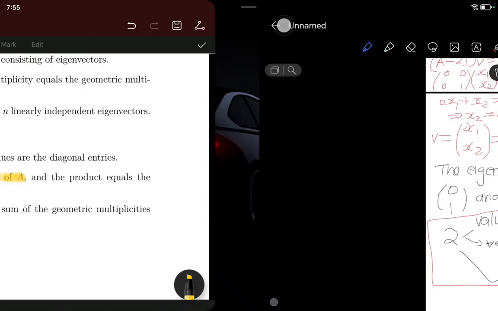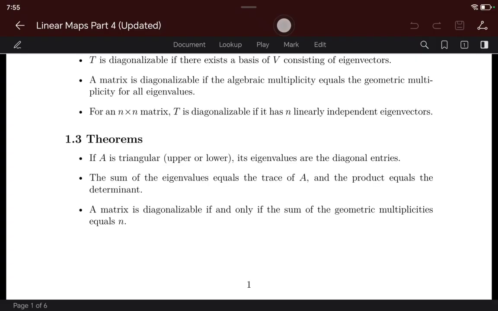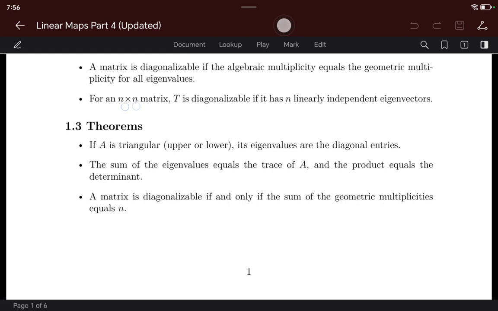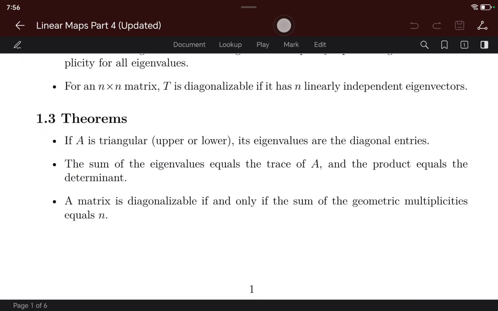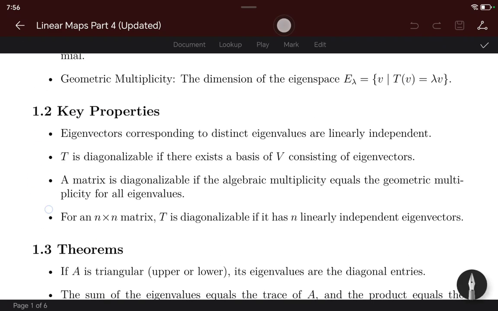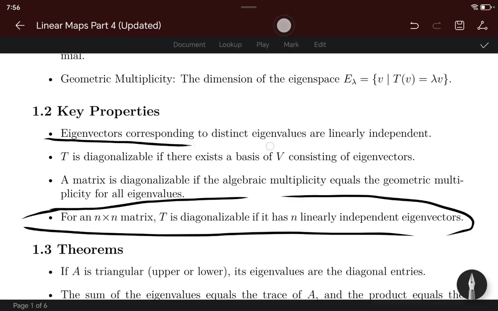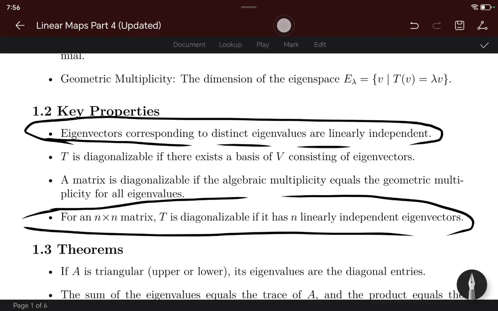So if we go back, we can check that condition. Let me go back to that condition. It's here. It's number 3. That's this point here. We can look at this point and also this point. Remember, this point says that eigenvectors corresponding to distinct eigenvalues are linearly independent. So obviously there we saw that we have two eigenvalues, and each of those has its own eigenvector. So it means that they are linearly independent, right?